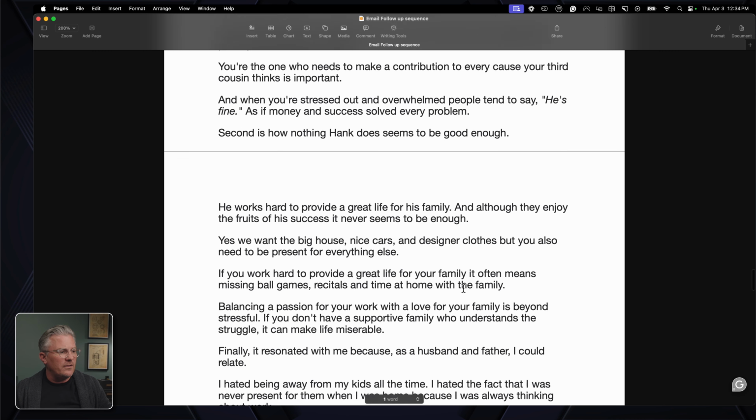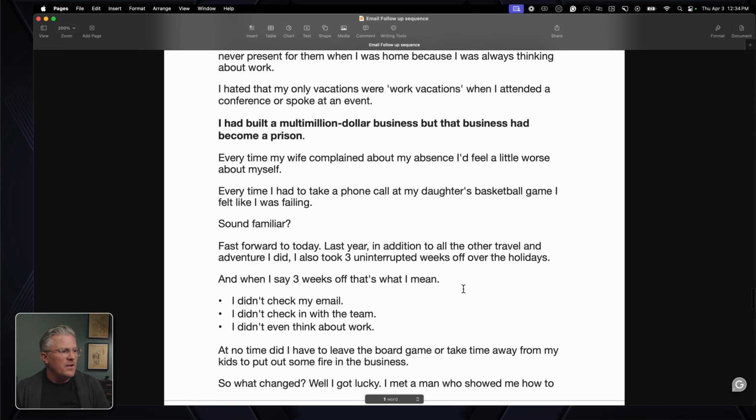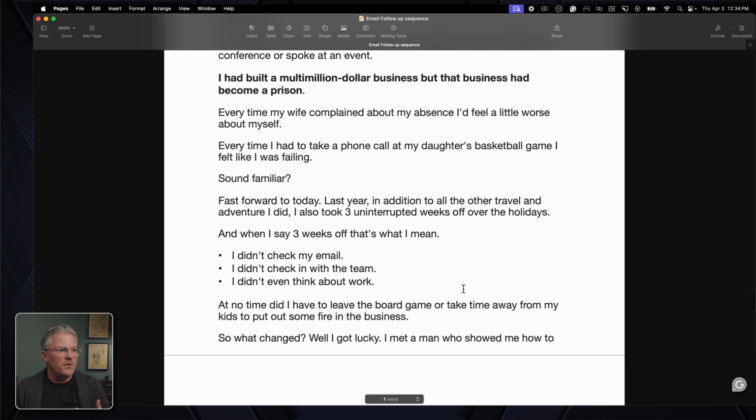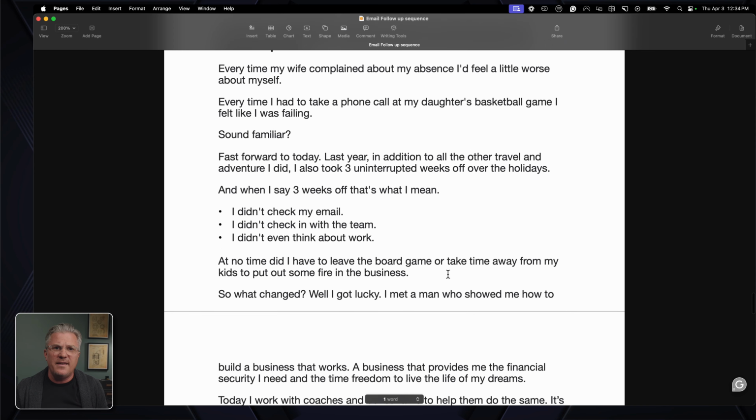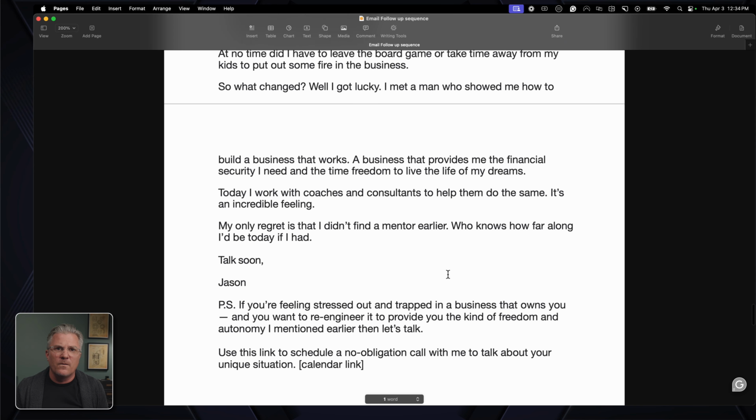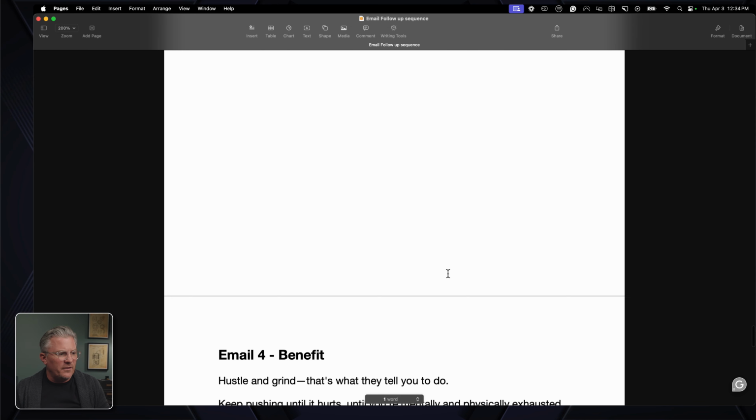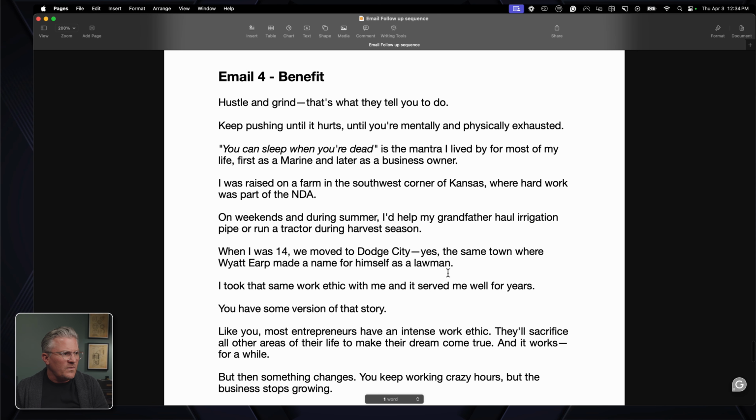And then I just talk to them in the balance of this email about how your business doesn't have to become a prison, that you can do all of the things that you want to do, and you don't have to be this fuddy-duddy who does nothing but work all the time. And you also don't have to take that crap that other people give you, right? So I'm just giving them a little bit of that. So that's kind of the pain email. And then in the benefit email, I talk a little bit about how when I was younger, I thought, I'll sleep when I'm dead.